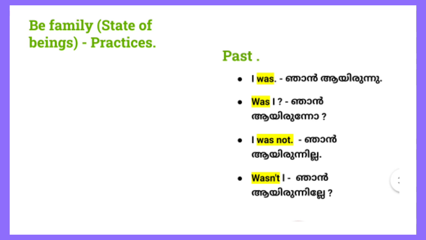Okay. Wasn't I? Once again, I was. The question form, was I? The negative form, I was not. Then its question form, wasn't I or was not I? Okay. Wasn't I is a spoken style. Was not I, sometimes we use for written language. Okay. So that's all. Let's see the complete examples.